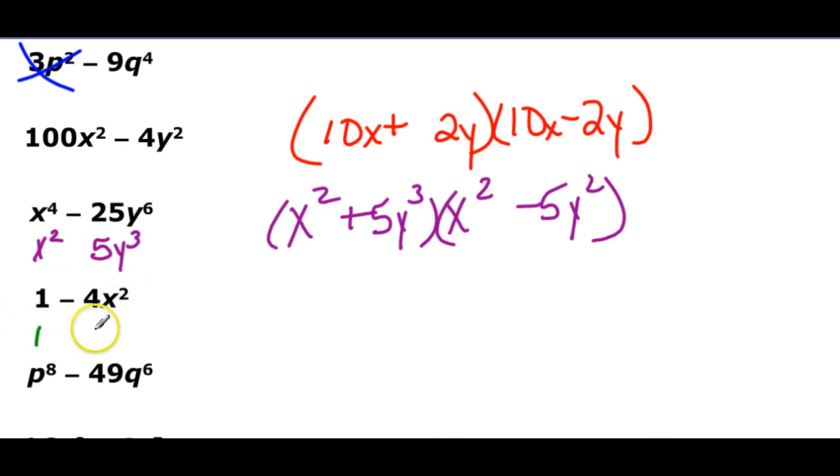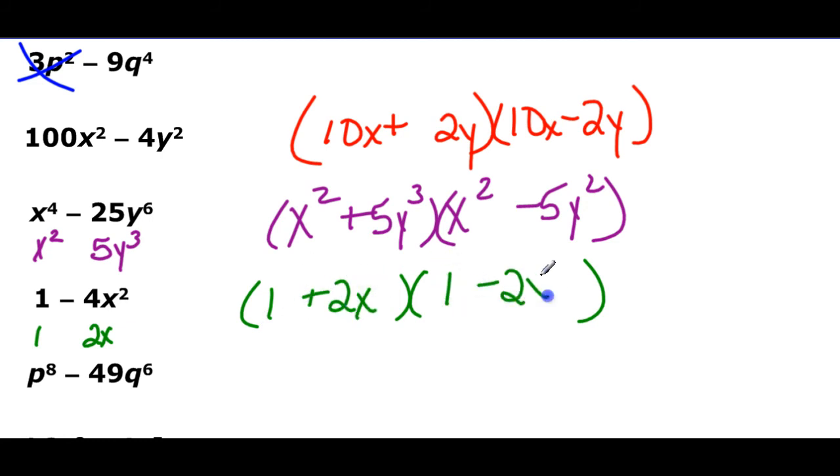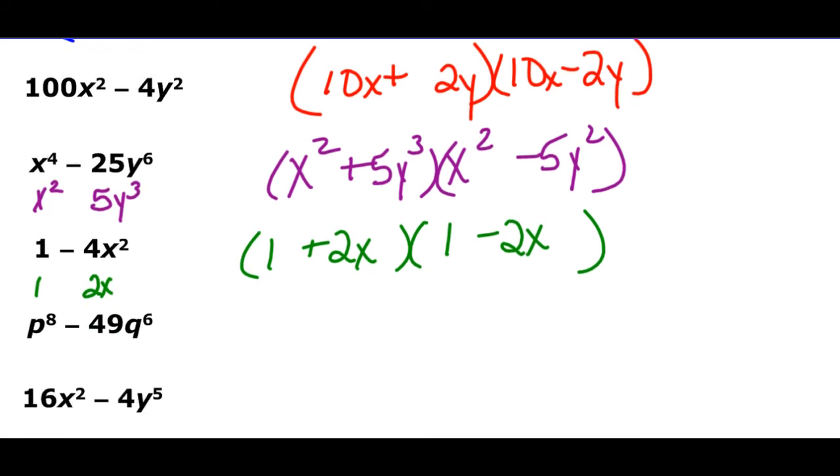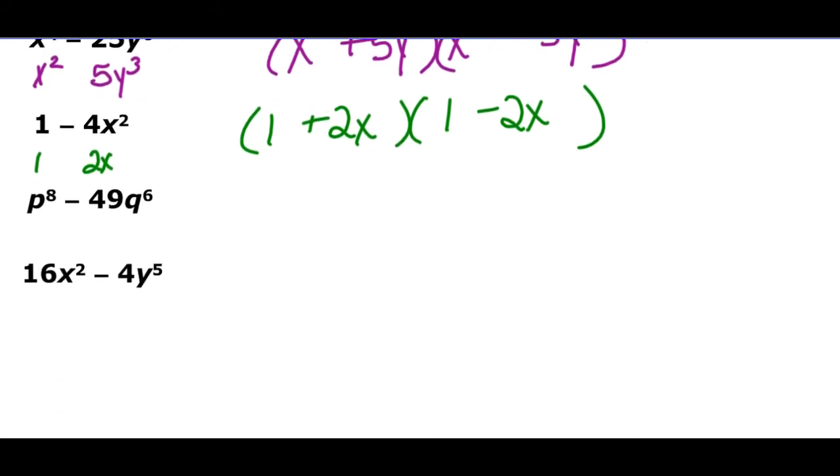Is 4x squared a perfect square? Yes. It's 2x. Is that a subtraction sign? Yes. Put your two parentheses. You've got 1 plus 2x, 1 minus 2x. Again, the whole thing with these is that if you recognize that it's the difference of squares, it's so much easier to factor. All right, perfect square, yes.